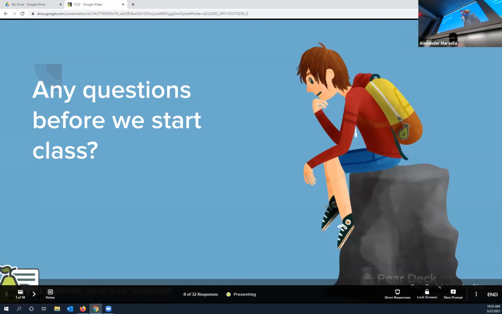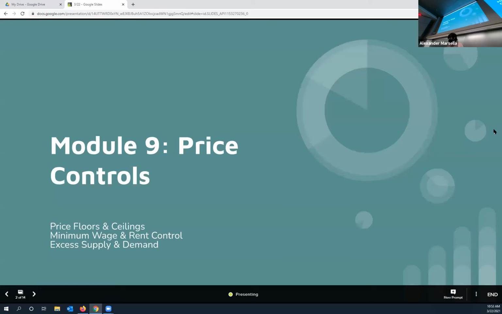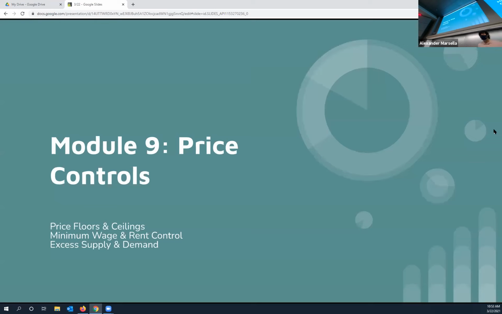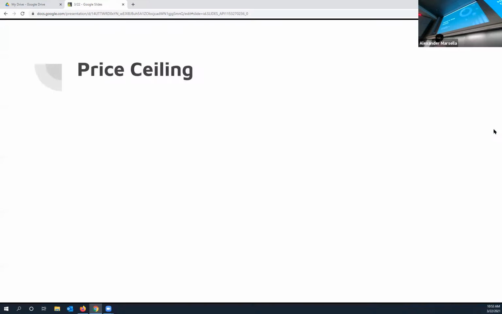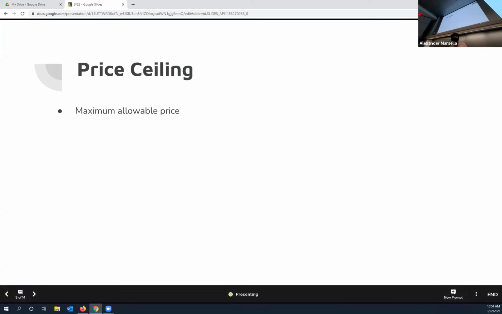So let's get rolling. Okay. So today is price controls. All right. We're going to start with price ceilings. Okay. Price ceiling. So a price ceiling is a maximum allowable price. It's the max that some law gets passed maybe that says you can't charge more than this amount of money for this product. Okay. That's a price ceiling.